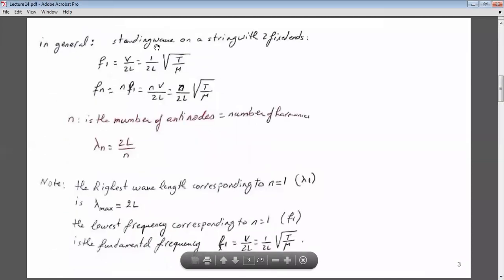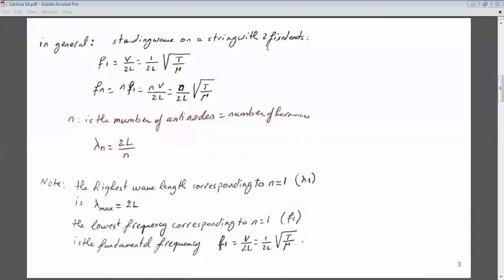In general, for a standing wave on a string with two fixed ends, F1, the first normal mode, is V over 2L, that is 1 over 2L square root of T over mu, because V, if you remember, is square root of T over mu. So I wrote F in terms of T and mu, and Fn is n times F1, because remember F2 is 2F1, F3 is 3F1, etc. So it is nV over 2L, that is n over 2L square root of T over mu.